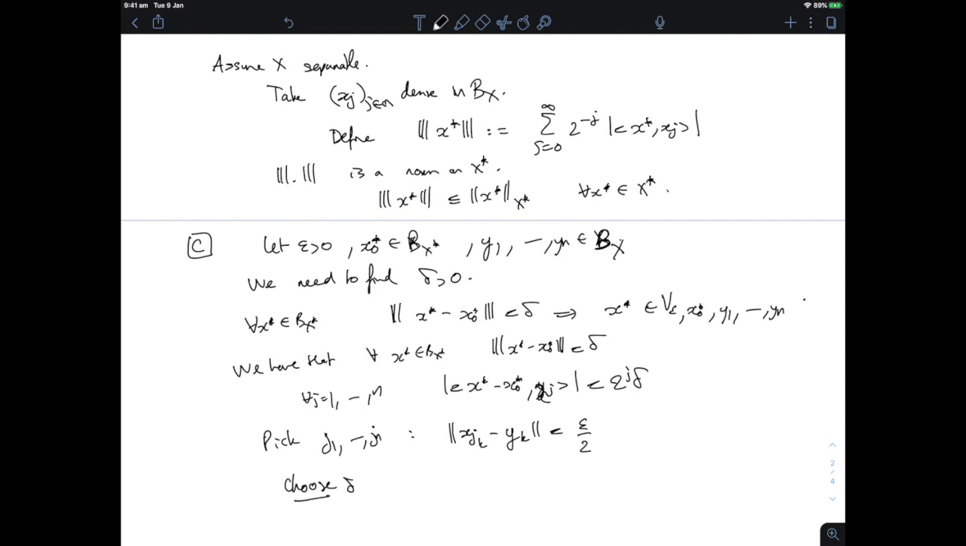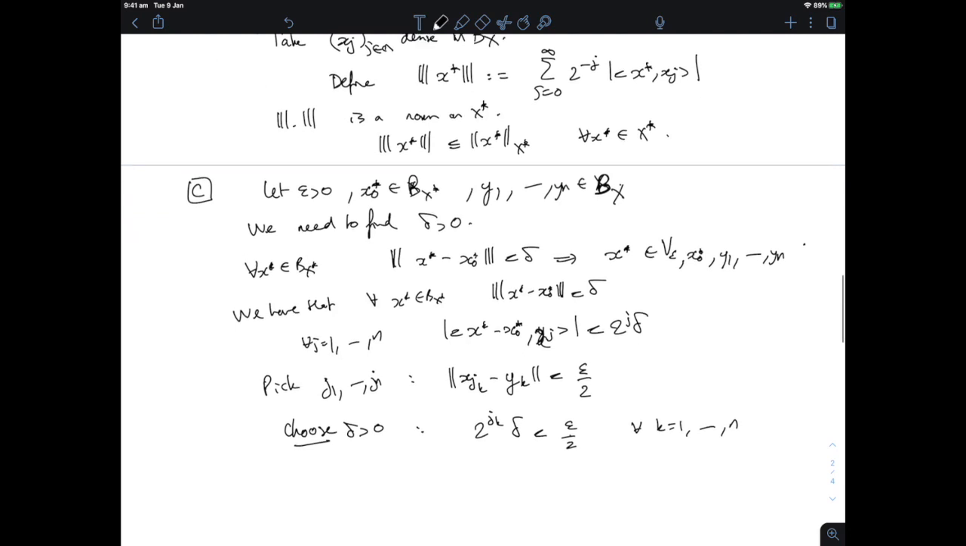That's the one moment where we choose it. I can choose delta such that 2^jk delta is always smaller than epsilon over 2 for all k equal 1 to n. So I pick it that small such that this would be smaller than epsilon over 2 and this is smaller than epsilon over 2.